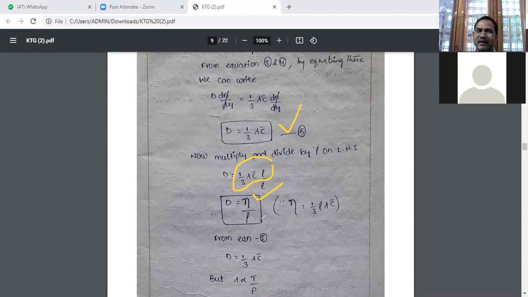From this, we can conclude that the ratio of the coefficient of viscosity to the density of the gas represents the coefficient of diffusion. So this is one point I want to tell you.